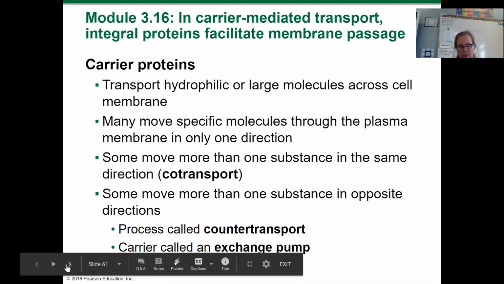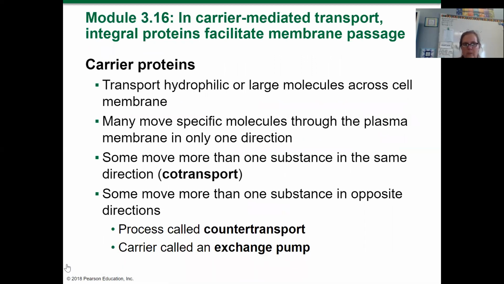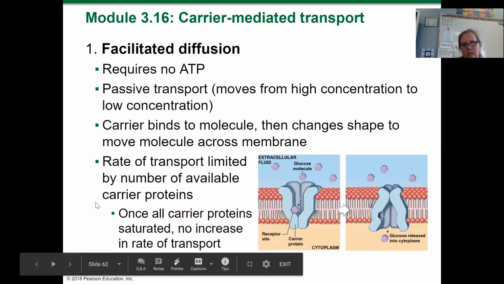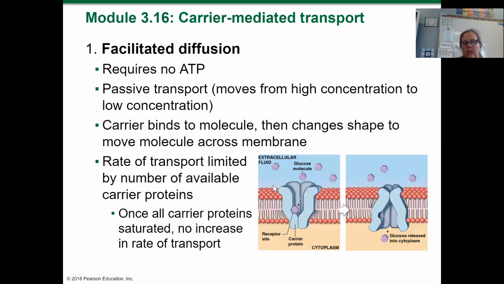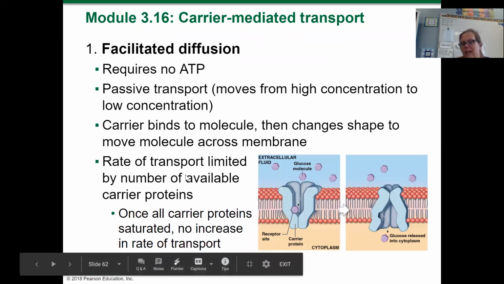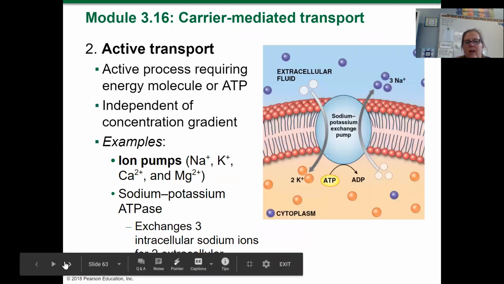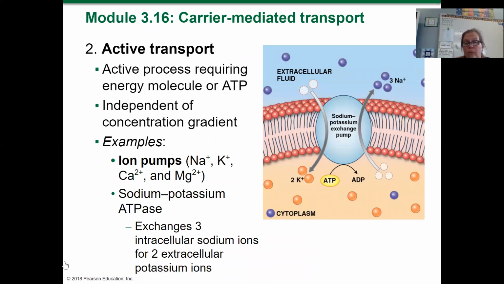The last part of this section is about some of the other types of transport. Carrier transport involves a protein, and that can get large molecules across. There are some different examples. Facilitated diffusion is a type of diffusion where there is a carrier molecule, but we're still going from high to low concentration. So there might be some ATP required, but it's still considered passive. Active transport will actively pump, instead of from high to low, from low to high.